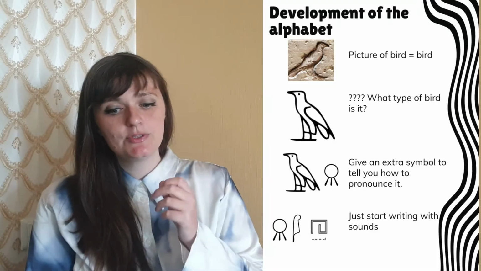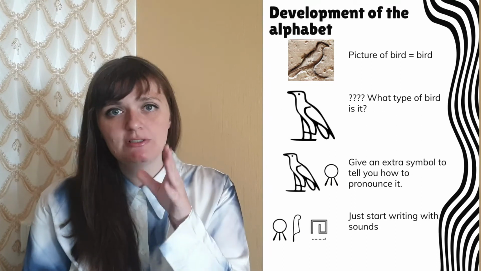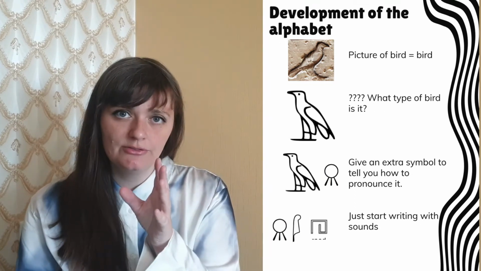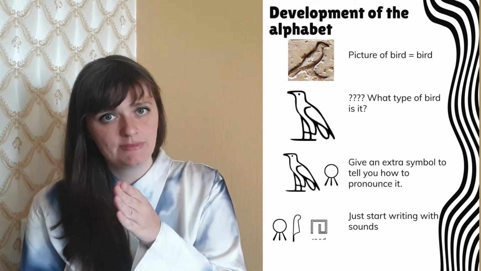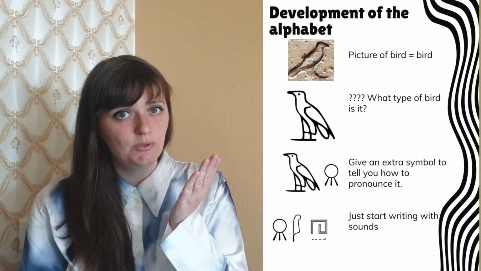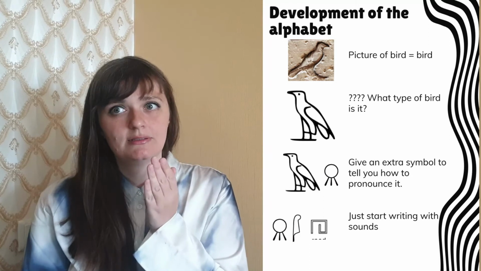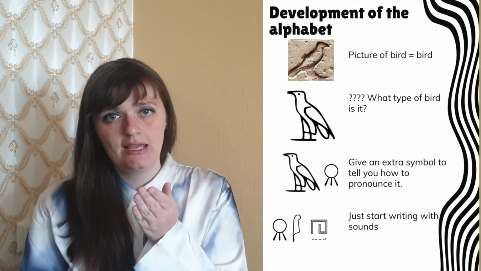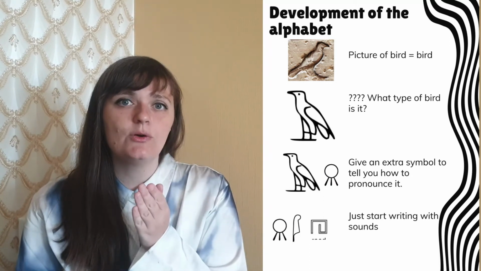Our alphabets both come from Egyptian hieroglyphs. Maybe you don't believe me, but I can give you an example. Egyptian hieroglyphs started off as a picture meaning a word. For example, if I draw a picture of a cow, this means cow. But this system has got a problem.